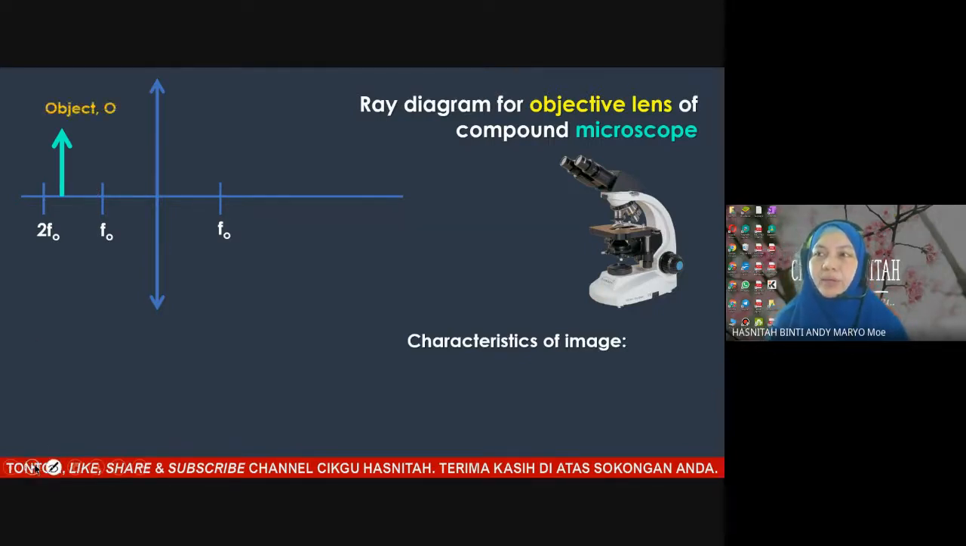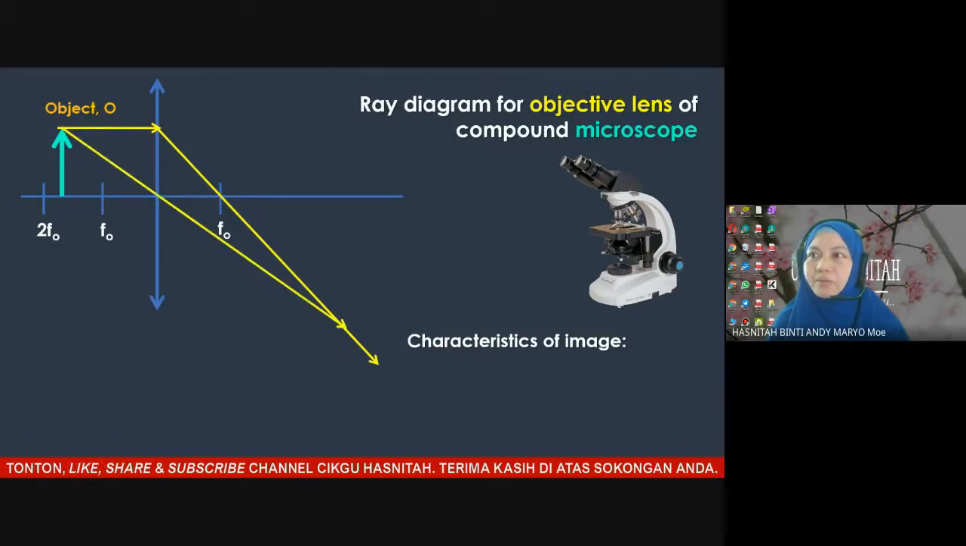Then we can draw the ray diagram again. A straight line from the object converges at the focal point, and then a second line from the object to the optical center. This is the intersecting point where our image appears. You can name the characteristics as well. The first image will become the object for the eyepiece.